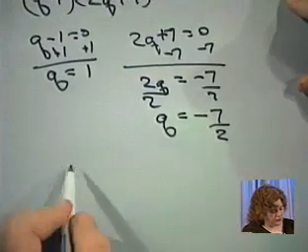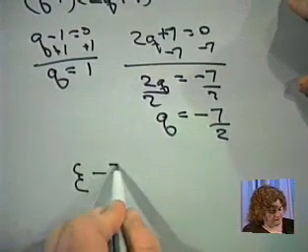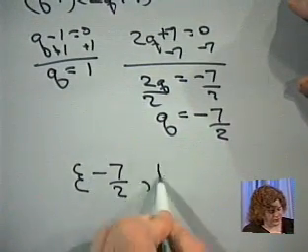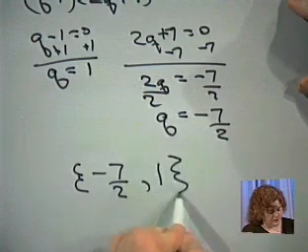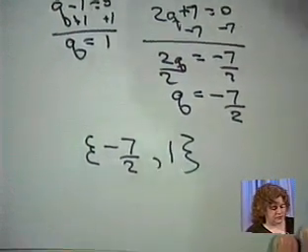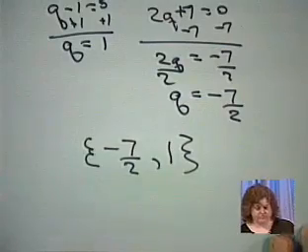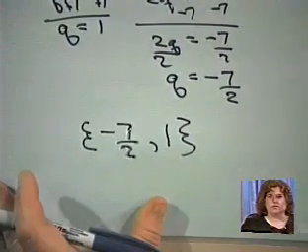So our solution set is negative 7/2 and 1. And I'll leave you to check that in the original. And that is the end of this segment.